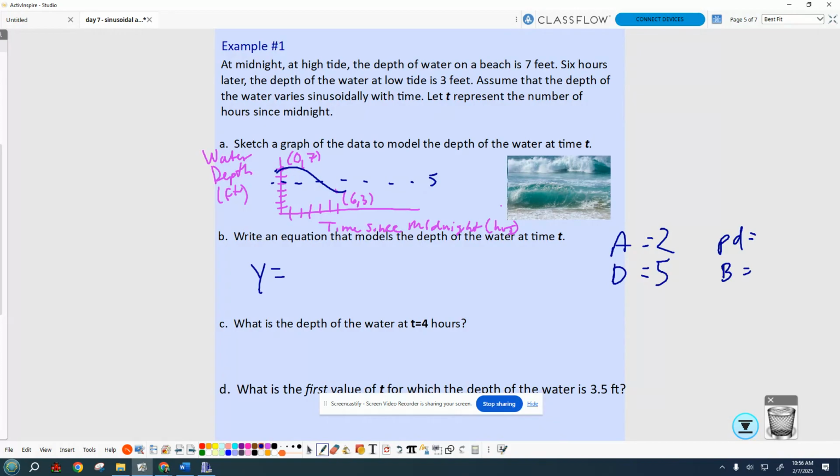Okay, what's the period? Nora, what's the period? So it goes down 6, and then it's 12. Do I do like 12 over 4? Okay. What is the period? How much time does it take to do a full high tide, down to low tide, back up to high tide again? 12. Just 12.